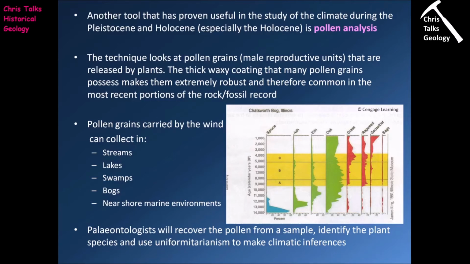Now, what we can see between about 13,000 and 12,000 years ago is an increase in ash. So ash is a deciduous tree, and so it tends to like to live in more temperate climates. It's not designed for cold weather. And so what we can see is the increase in ash is associated with a decrease in spruce. And so this is showing us that the climate in the area around the Chatsworth Bog is getting warmer. So we can also see the increase in ash was then also followed by an increase in elm and an increase in oak.